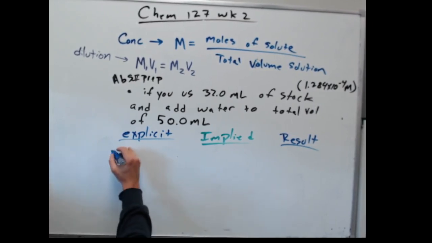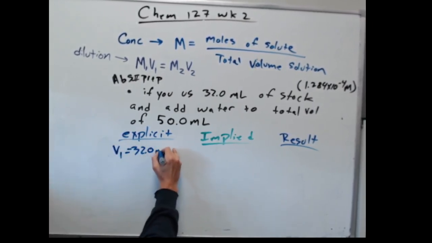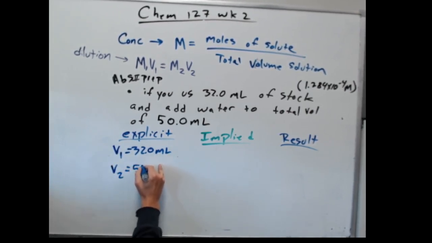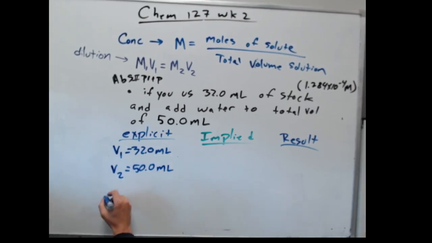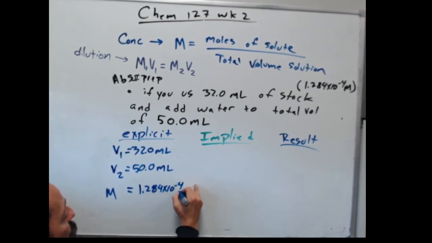So I'm going to go ahead. I notice I've got a first volume of 32.0 milliliters. I've got a second volume of 50.0 milliliters. I've got a concentration from the previous problem. I'm just going to call it an M for now, not an M1 or an M2. We'll figure that out. Of 1.284 times 10 to the minus 4 molarity.